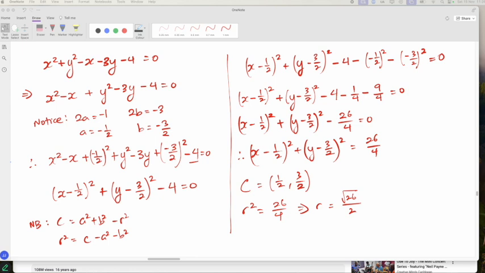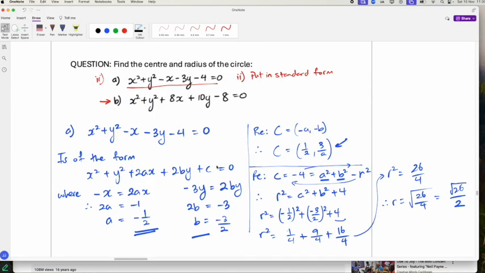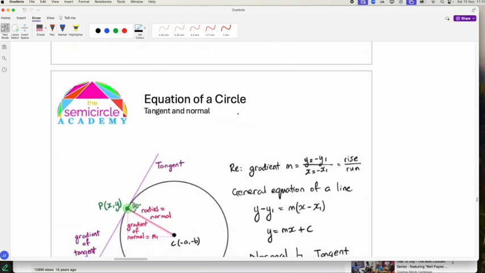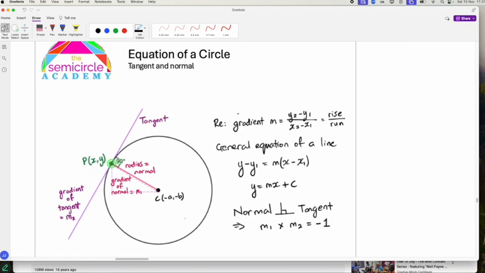But when it comes to finding the center and finding the radius, you don't have to go through all this. And of course, B part 2 as well. You'll change this to standard form as well. All right. The tangent and the normal.